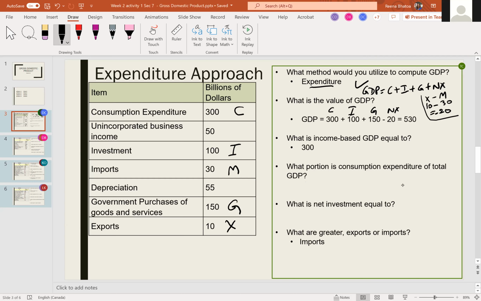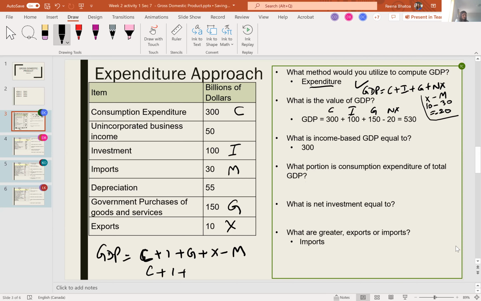So is the X minus M a part of the equation as well? Yes. If you are not using NX, you can write X minus M also. If not NX, then X minus M. Make sense? So GDP equals C plus I plus G plus X minus M. Either this or C plus I plus G plus NX is the same thing. NX is X minus M. Okay?